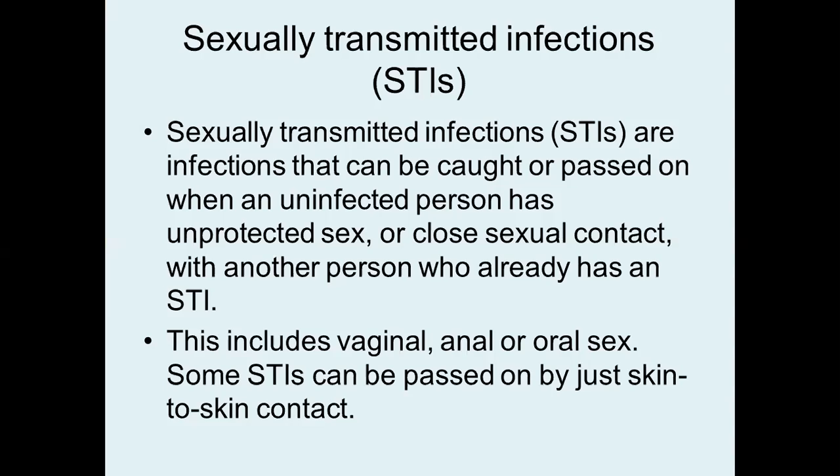Okay. So sexually transmitted infections, or STIs, are infections that can be caught or passed on when an uninfected person has unprotected sex or close sexual contact with another person who already has an STI. Now, I must explain about unprotected sex. It is a term that is used frequently.